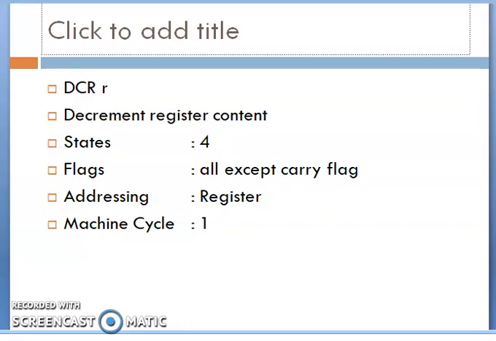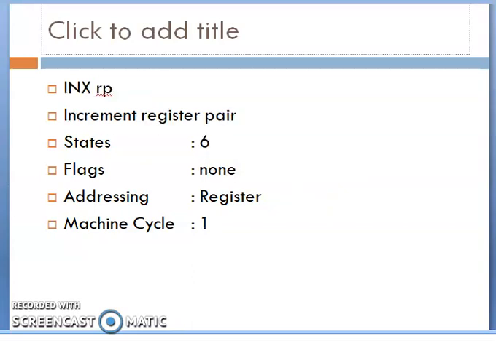Similarly, the decrement instruction DCR R, decrement the register content, number of machine cycles only 1, and in this case also all flags except the carry flag are affected. DCR M, decrement the memory content. Addressing register indirect addressing, machine cycles 3, opcode fetch, memory read and memory write. All the flags except the carry flag are affected.